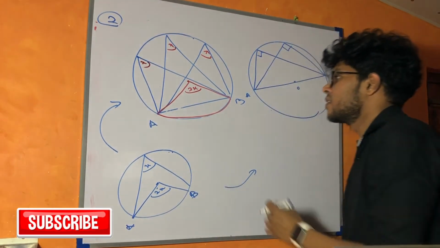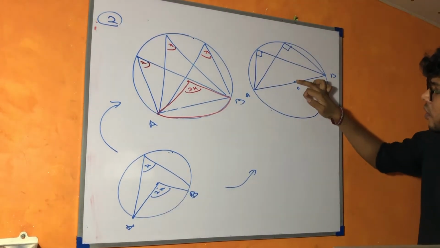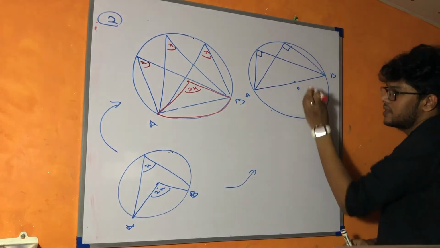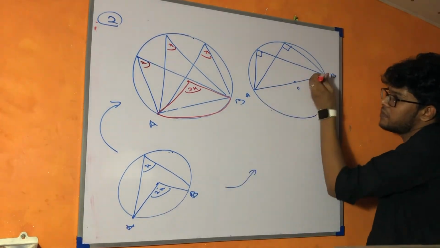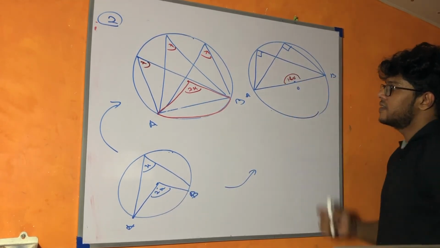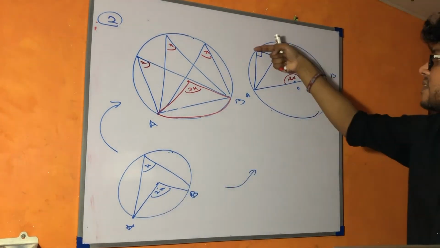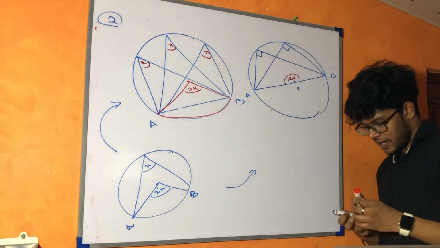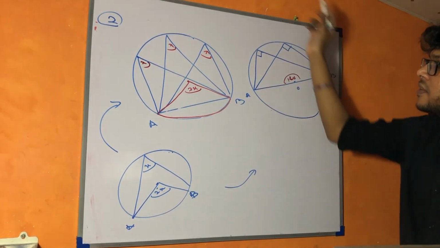Why? Look at this angle. Same thing. The only thing is this chord is the diameter. The angle subtended by the chord at the center is how much? 180. This is 180. So this is going to be half of that, which is 90. So we use the same principle here.